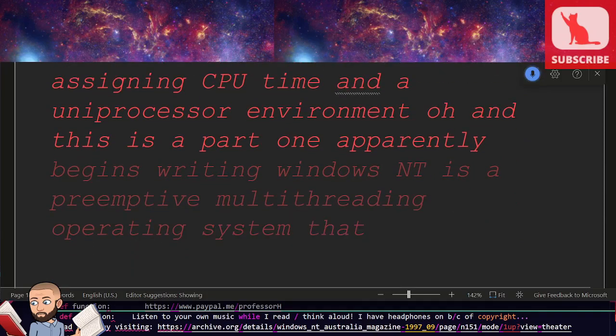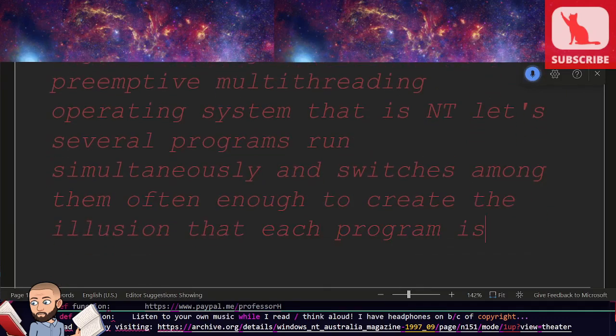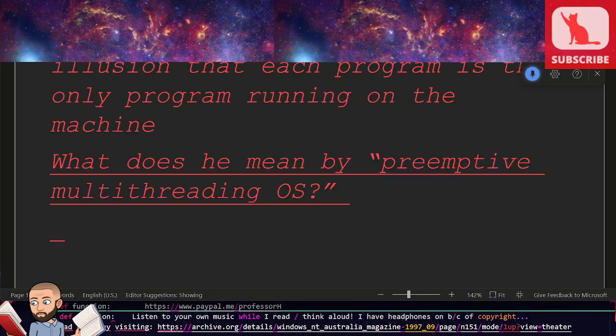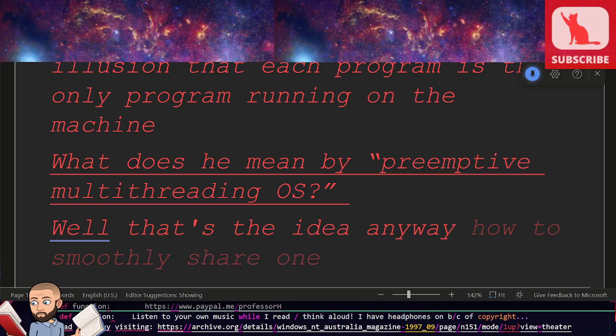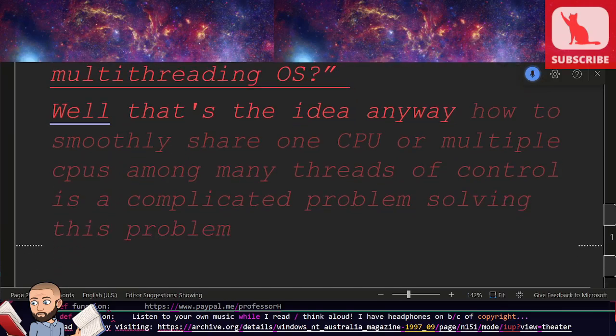That is, NT lets several programs run simultaneously and switches among them often enough to create the illusion that each program is the only program running on the machine. Well, that's the idea anyway. How to smoothly share one CPU or multiple CPUs among many threads of control is a complicated problem. Solving this problem dynamically many times per second is the job of the NT scheduler.